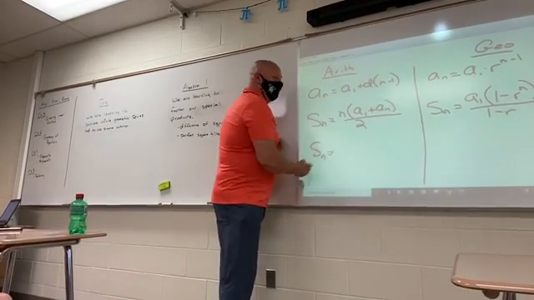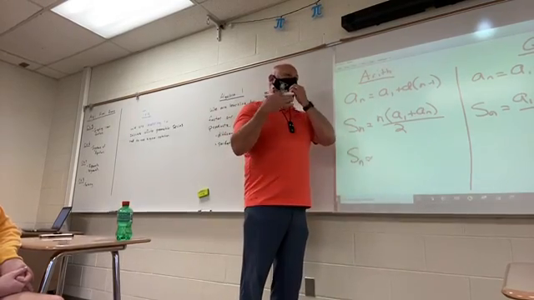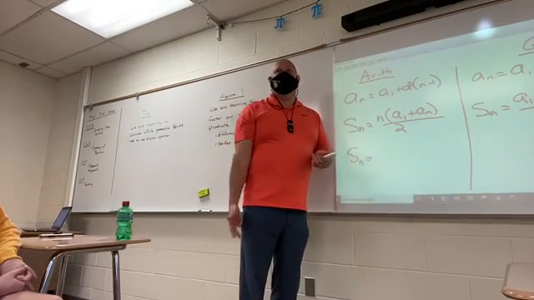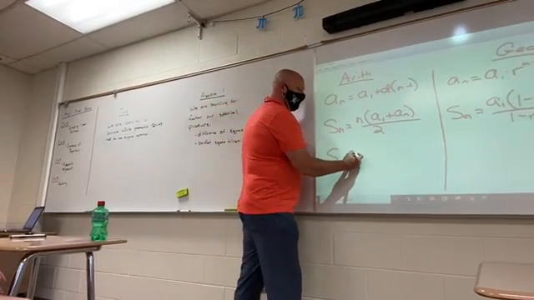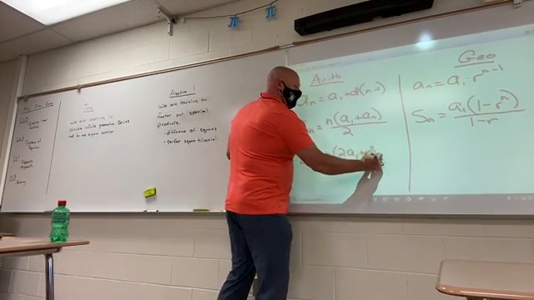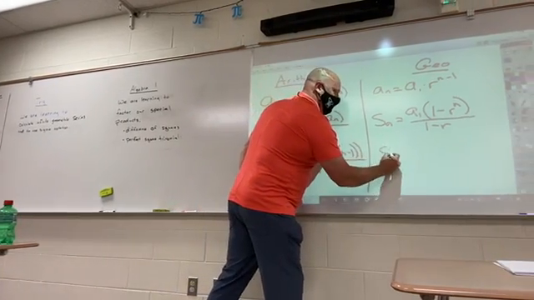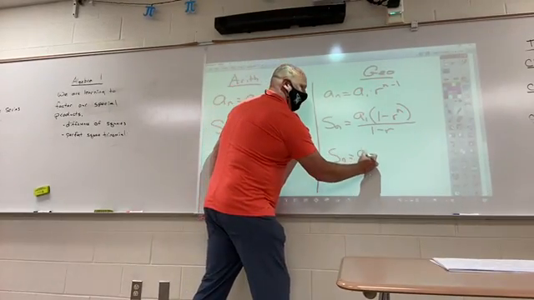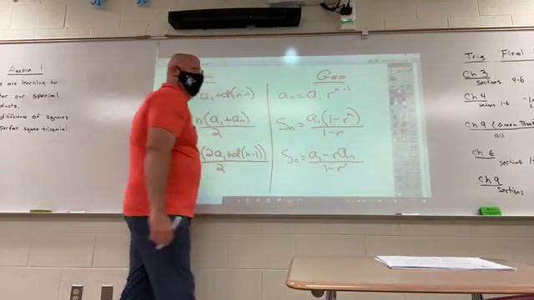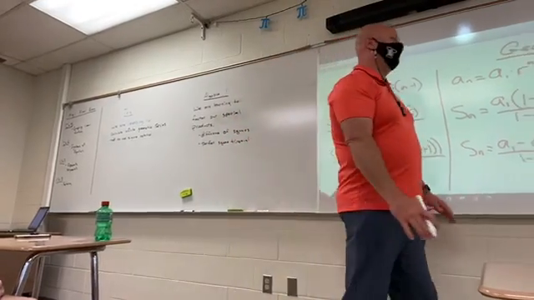Our hybrids are just that. It's a combination of these two formulas. You can survive without the hybrids, but with these, I might be able to do the problem in one step, where otherwise I have to do it in two steps. So the first hybrid is n times 2A1 plus d times n minus 1, over 2. And our hybrid over here was A1 minus r times A sub n, over 1 minus r, right? And again, I would only use those in special situations.